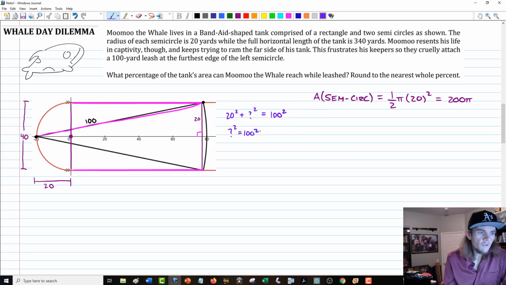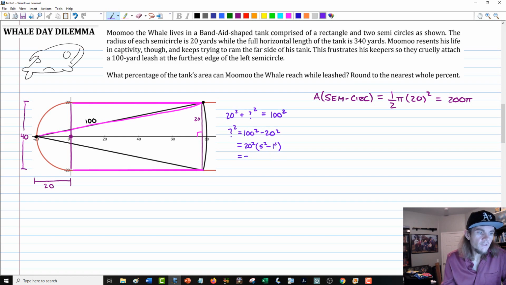It's going to be 100 squared minus 20 squared. And you might think this is an odd way to do it, but I'm trying to keep things exact and not use my calculator till the very end. It's just a personal choice. I'm going to factor out a GCF of 20 squared. That will leave me with 5 squared minus 1, or 1 squared. I guess I'll keep it up there.